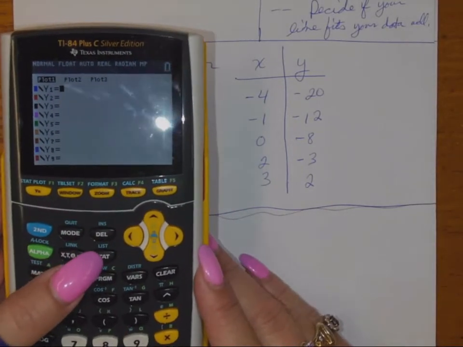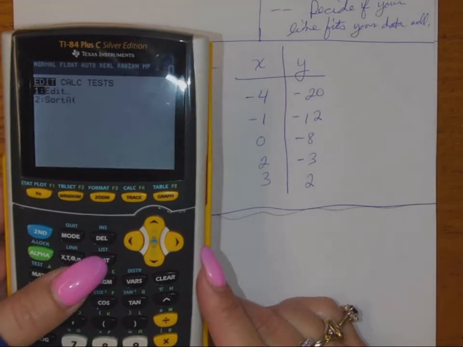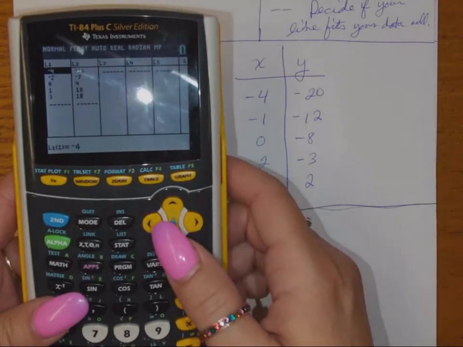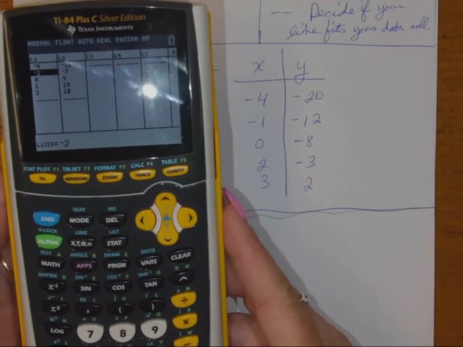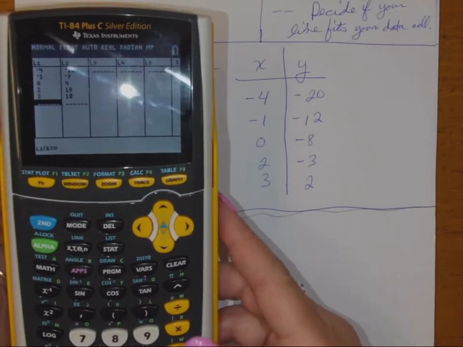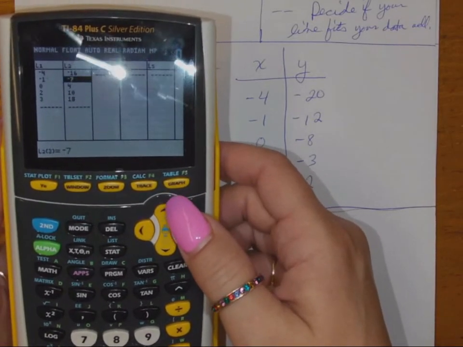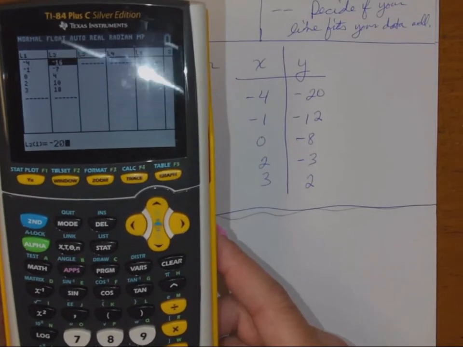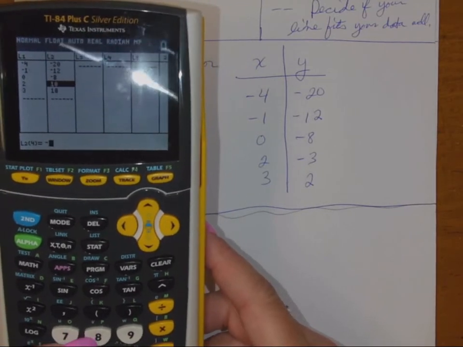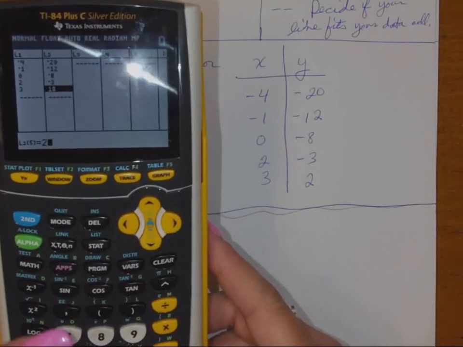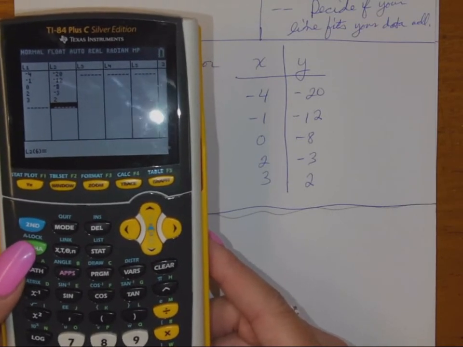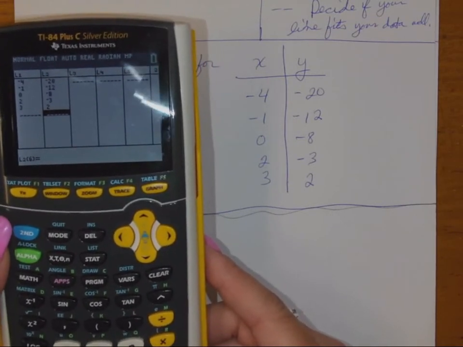Okay, here I go. So I need to enter my data points. I push Stat, I go to Edit, and I go back to List 1. I've got -4, -1, 0, 2, and 3. Check that you're entering them properly. Back to the top, -20, -12, -8, -3, and 2. There are my data points, so that's step 1 complete. My diagnostics are already on, so that's step 2.